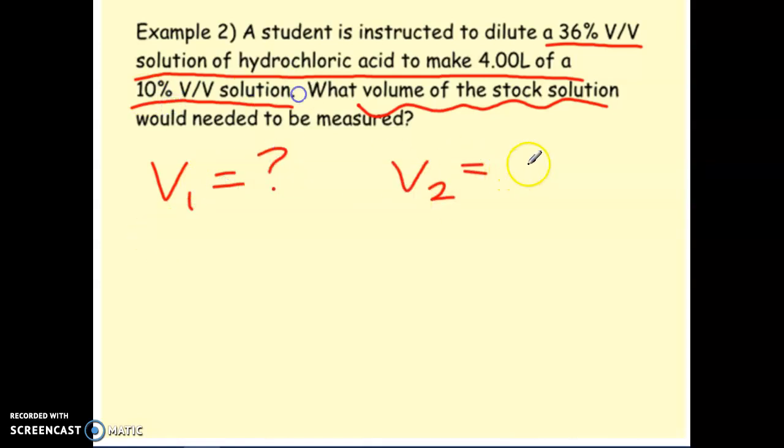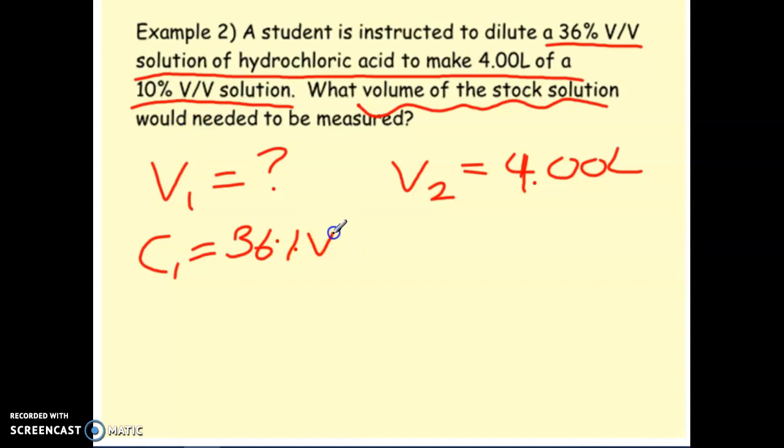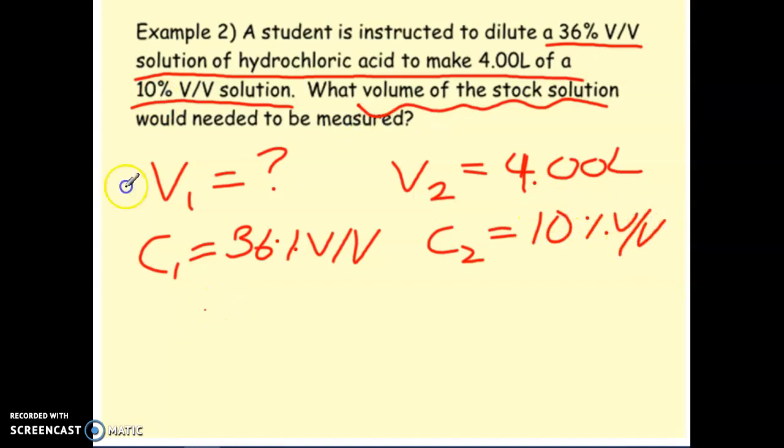V2 is the volume we want to make, right? So that's our 4 liters. So the original concentration is 36% volume per volume. And our second concentration that we want to make is 10% volume per volume. So we're still using the same formula here. We're just solving for a different aspect of this.